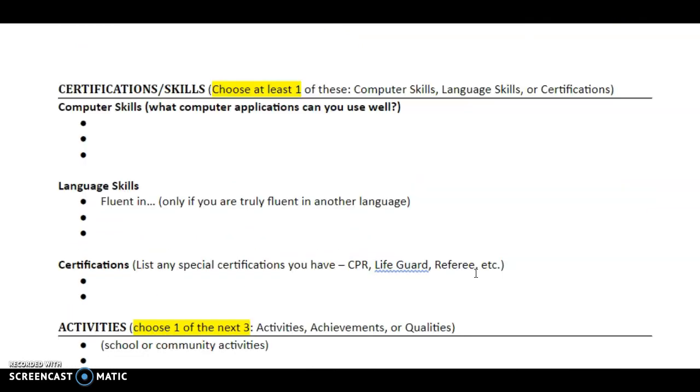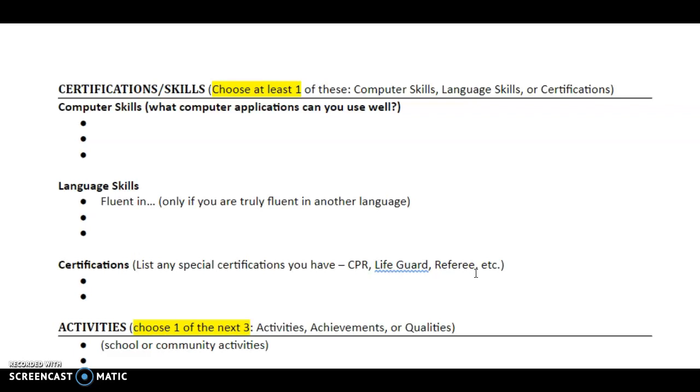Next, we have the section on certification or skills. Now, you will choose one of the following three. You will choose either computer skills, language skills, or certifications. So you choose which one you feel best fits your experiences. Okay? So if you're choosing computer skills, what computer skills do you have? Again, active verbs. Language skills. What languages are you fluent in? Certifications. What sort of certifications do you have?